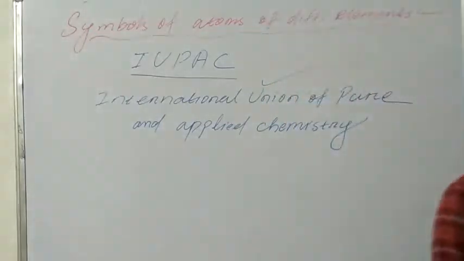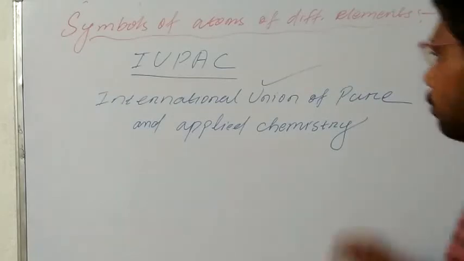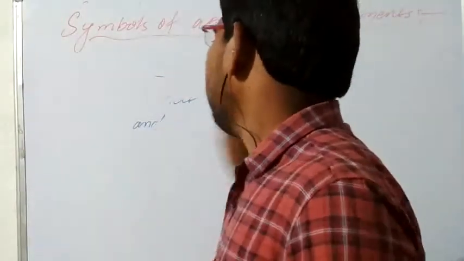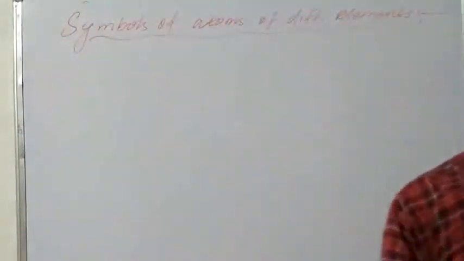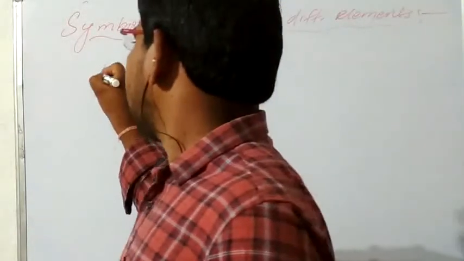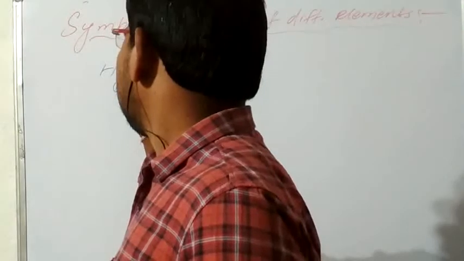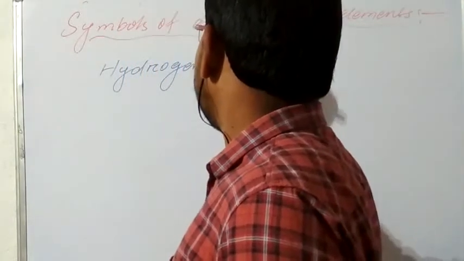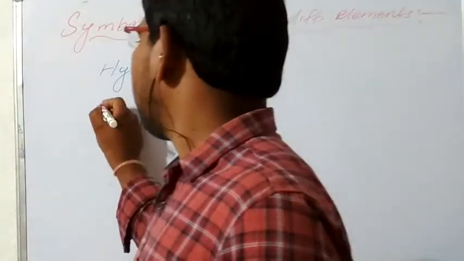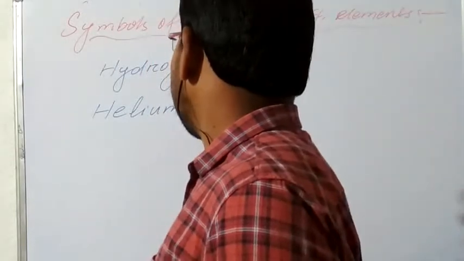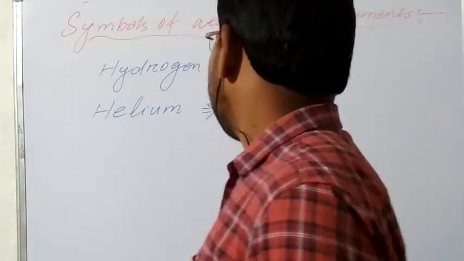Now let's discuss some element symbols and their rules. The symbol of hydrogen is written as capital H, and the symbol of helium is written as capital H and small e.